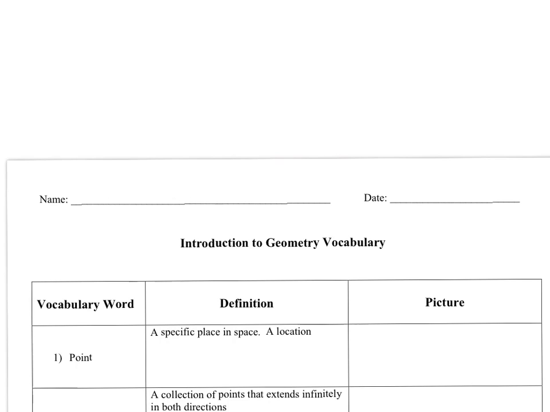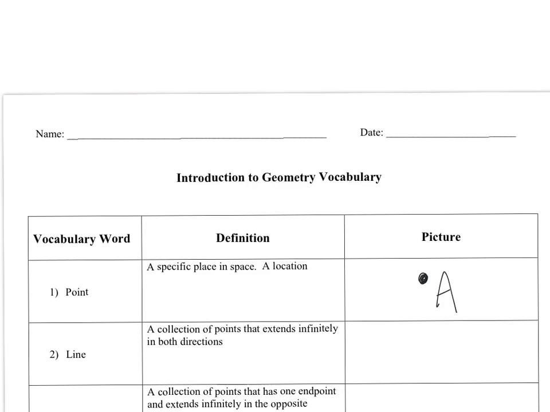The first one is a point, a specific place in space or a location. Points are typically denoted by a capital letter, so I'm going to draw a point right here and I'm going to call it capital A. Always a capital letter for a specific point.